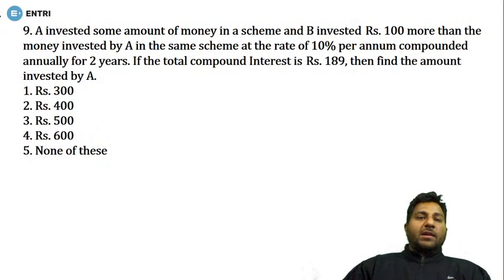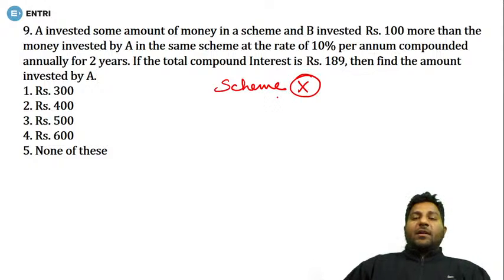Next question. Scheme A and Scheme B. A invested some amount of money in a scheme, and B invested rupees 100 more than the money invested by A in the same scheme. So let's say A invested X money, so B invested X plus 100, at 10% per annum compounded annually.